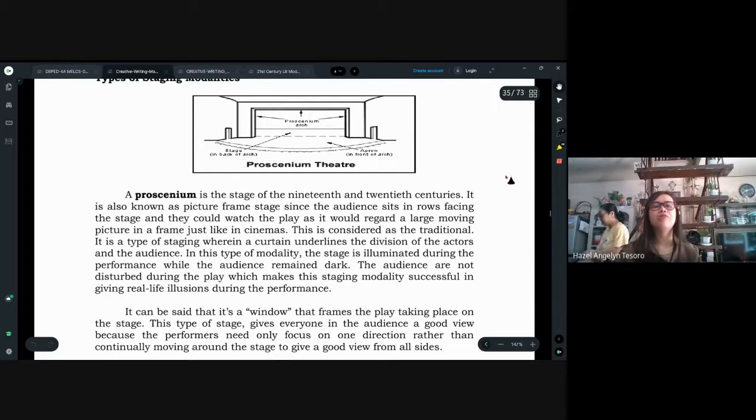It is a type of staging wherein a curtain underlines the division of the actors and the audience. So kaya may curtains closed, curtains open. In this type of modality, the stage is illuminated during the performance while the audience remained dark. So expect that there are spotlights that direct to the characters when they speak and when there are specific scenes that have to show them.